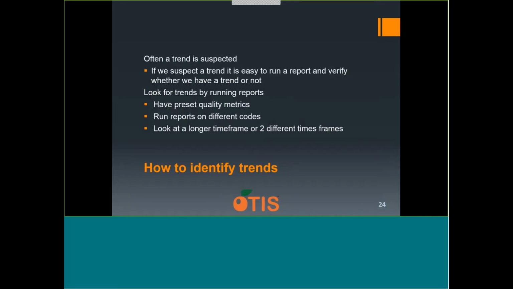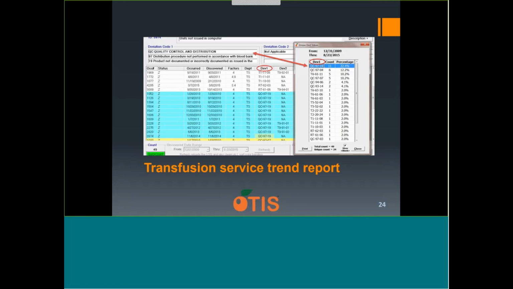In terms of that, we might have preset quality metrics that we want to meet, run reports on different codes, and the system, and I'm sure George will say this, you can use 2 sets of codes if you want in the OTIS system. You look at a longer time frame. Sometimes you can see things over a longer period of time, or sometimes 2 different time frames. Like, what was this like a year ago, and what is it like today? And next, I'm going to show you a couple of reports straight out of the OTIS system.